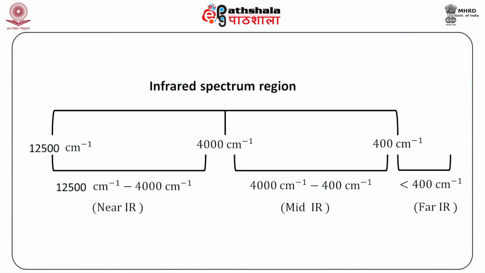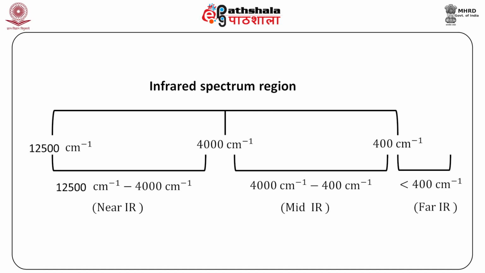Now, the infrared spectrum can be divided into three main regions. First of all, the far infrared region, which is less than 400 centimeter inverse. Now, centimeter inverse is the general unit which we use in infrared spectroscopy. Second is the mid infrared region, which ranges from 4000 to 400 centimeter inverse, and the near infrared, which ranges from 12,500 to 4000 centimeter inverse.